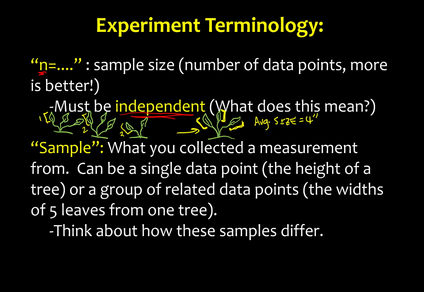Now, a sample is what you collected your actual data measurement from. A sample can be either a single data point, like for example, the size of a leaf, maybe the height of a tree, or it can be a group of related data points, like the widths of 5 leaves from one tree. You can still use your data from this original plant that you measured leaf size from.